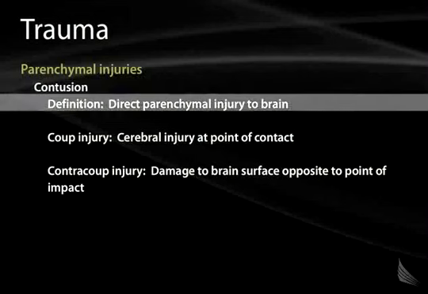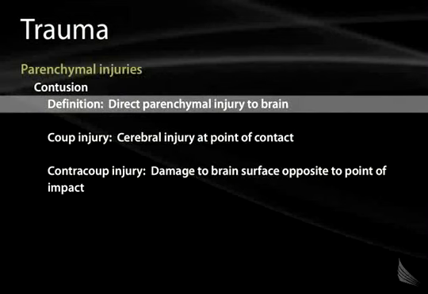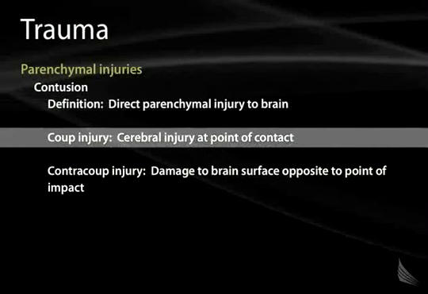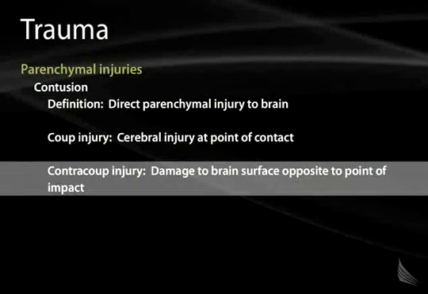Here you would have direct parenchymal injury to the brain, and there are two forms of injury, coup injury or contra-coup injury. A coup injury is cerebral injury at the point of contact, whereas a contra-coup injury is damage to the brain surface opposite to the point of impact.